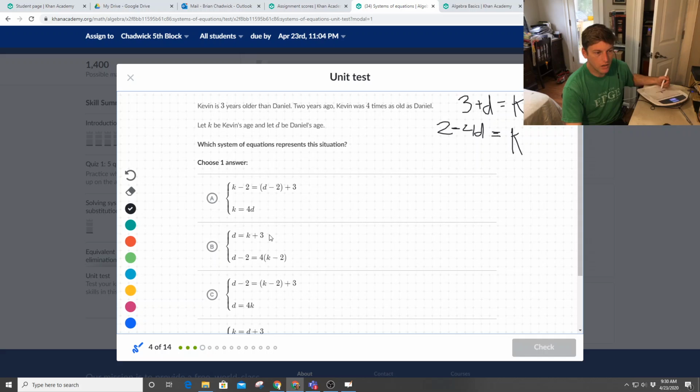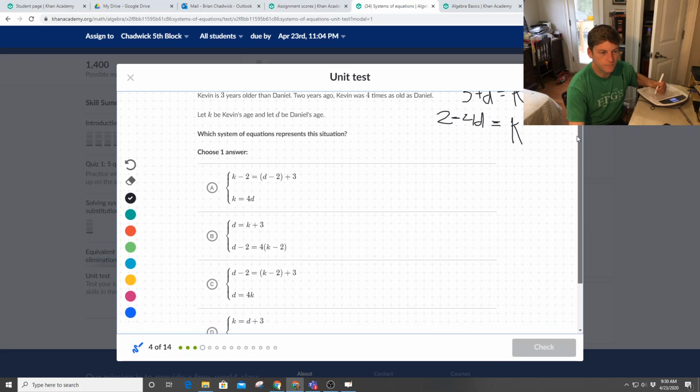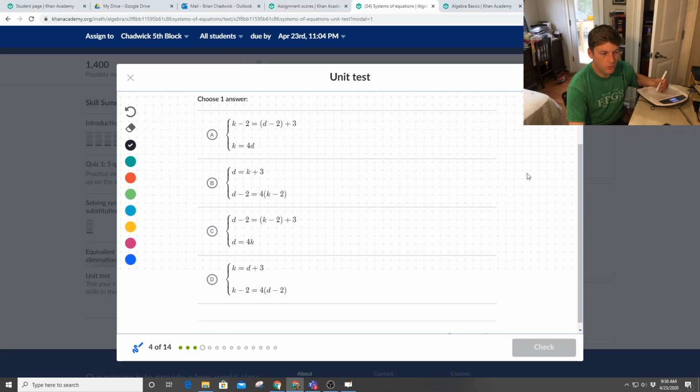All right, so let's, oh, my bad. Which system of equations represents this situation? I wasn't even reading the answers. Let's see if we're anywhere close. So I'm looking for Kevin. Let's look for the first equation, 3 plus D. 3 plus D. There we go. I like that. And B has it too. Okay. All right, so we've got that. So that could be a solution, or D could be a solution, because I know I got that right.